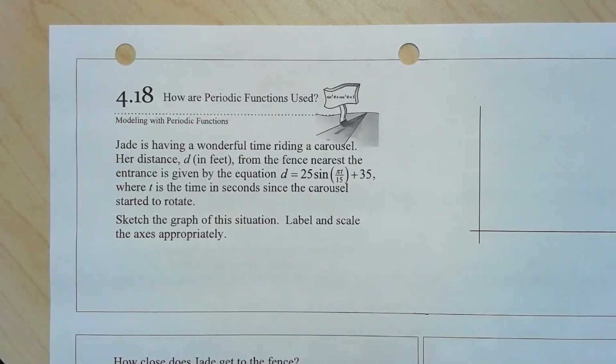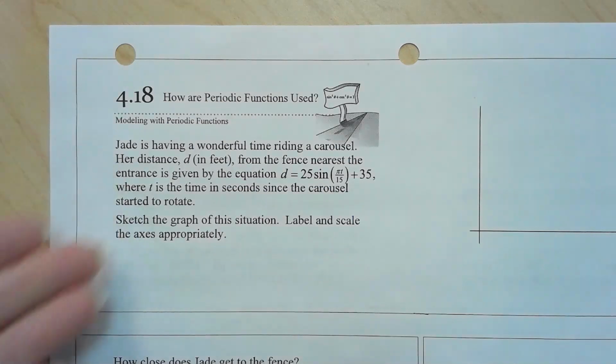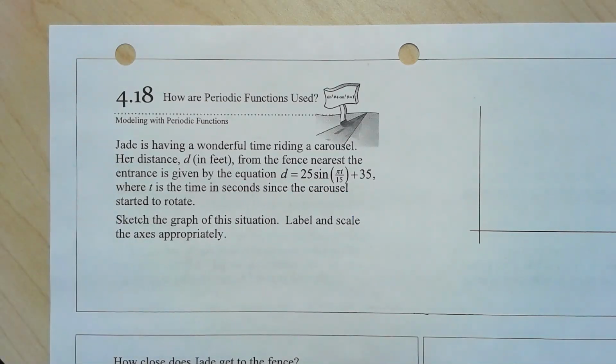All right, so here in lesson 18, we're going to talk about modeling situations with sinusoidal functions, which is essentially what we were doing yesterday with writing equations of trig functions, just putting them into context, giving them a situation. So it says Jade is having a wonderful time riding the carousel. Her distance in feet from the fence nearest the entrance is given by the equation d equals 25 sine of pi t over 15 plus 35, where t is the time in seconds since the carousel started to rotate.